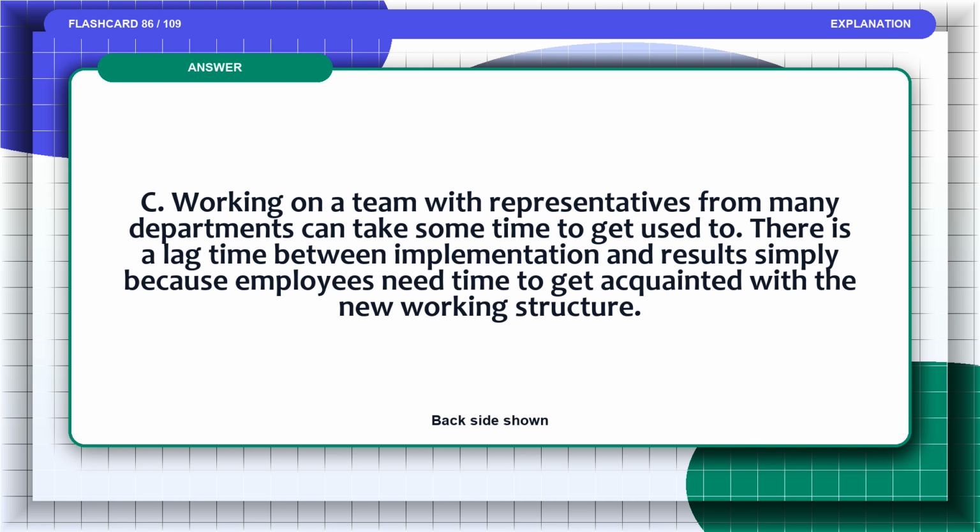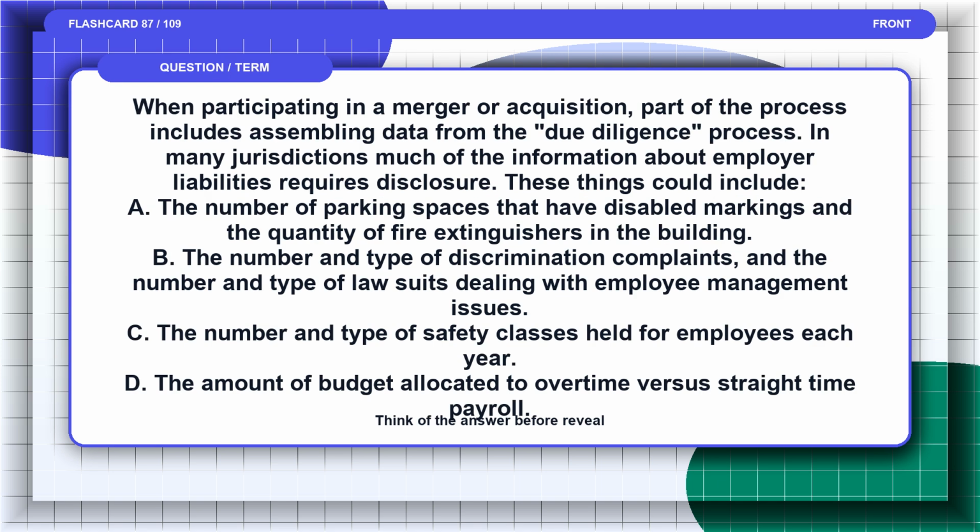Flashcard 87. When participating in a merger or acquisition, part of the process includes assembling data from the due diligence process. In many jurisdictions, much of the information about employer liabilities requires disclosure. These things could include A, the number of parking spaces that have disabled markings, and the quantity of fire extinguishers in the building. B, the number and type of discrimination complaints, and the number and type of lawsuits dealing with employee management issues. C, the number and type of safety classes held for employees each year.